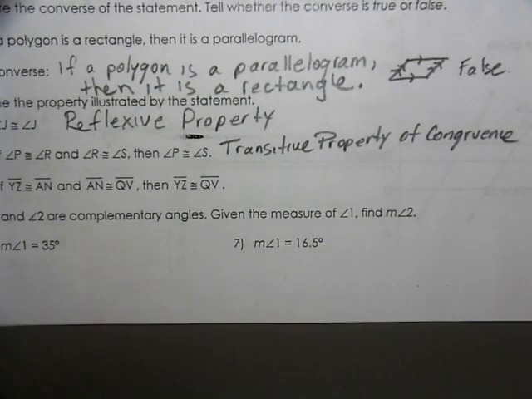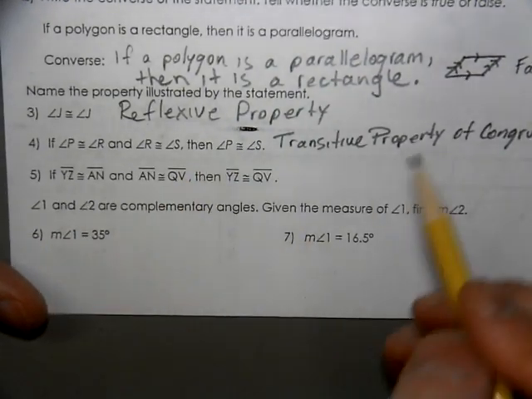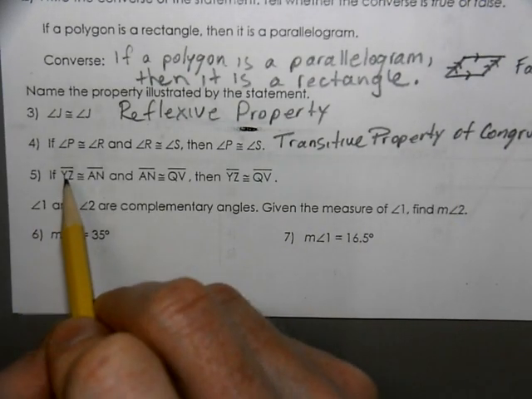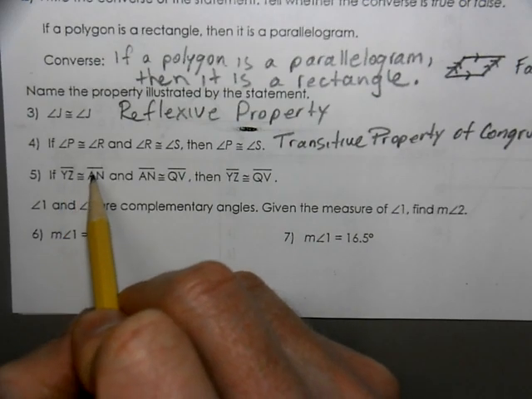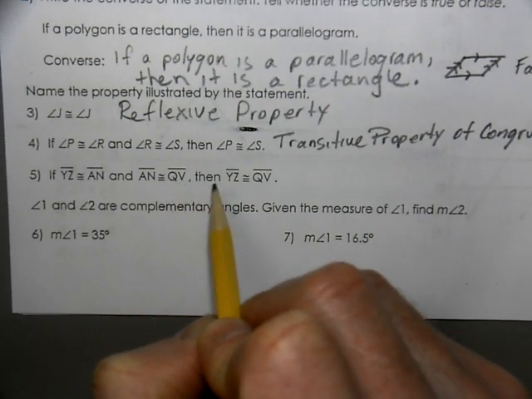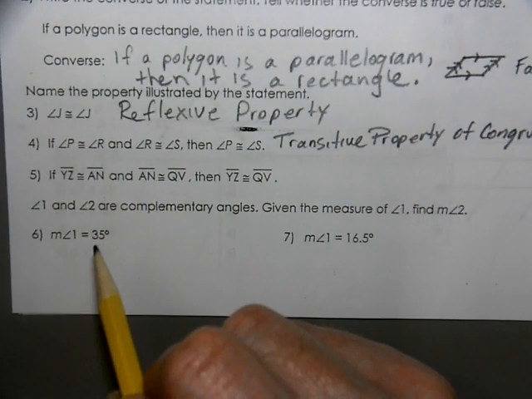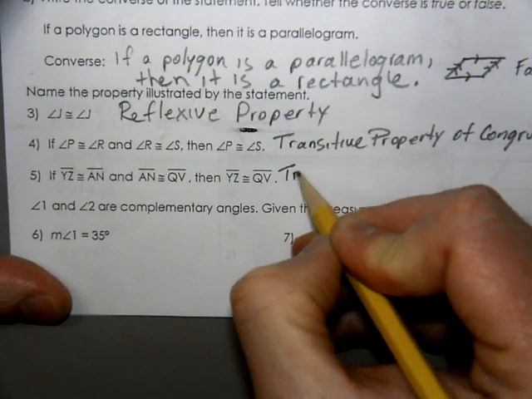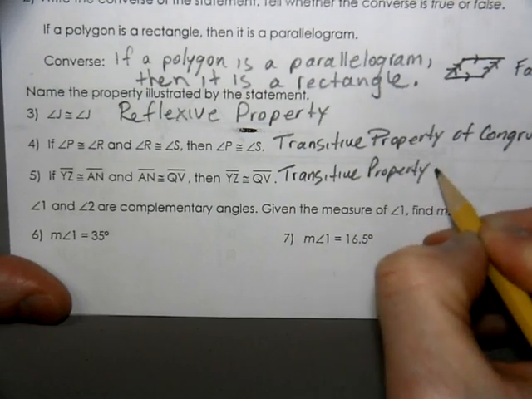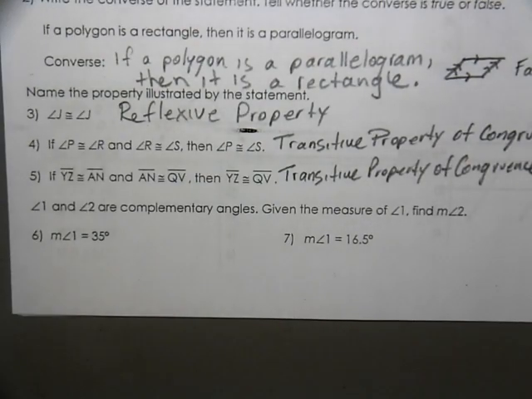Be sure you use congruence and not equality, because these are congruent symbols. We often abbreviate that as POC. If YZ is congruent to AN and AN is congruent to QV, then YZ is congruent to QV. Again, that's the transitive property of congruence.